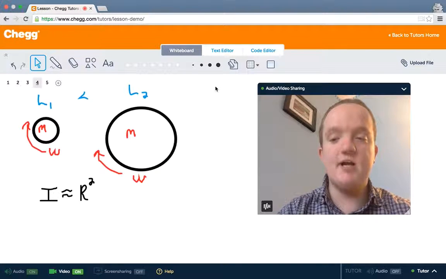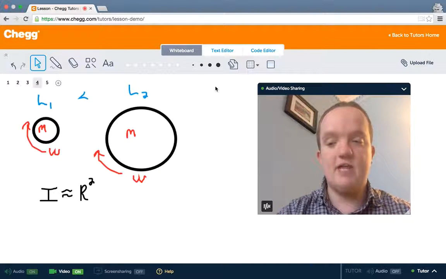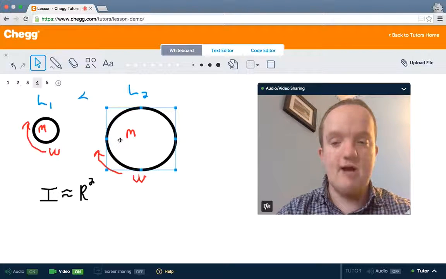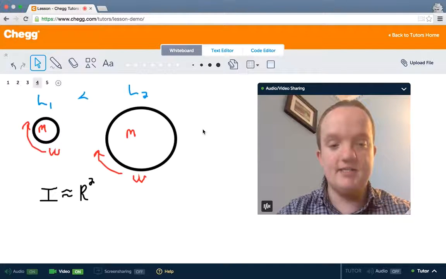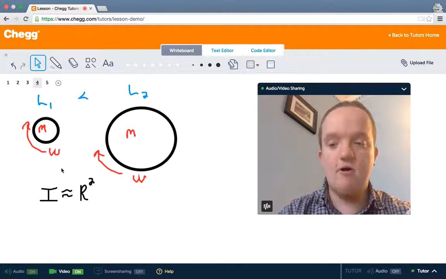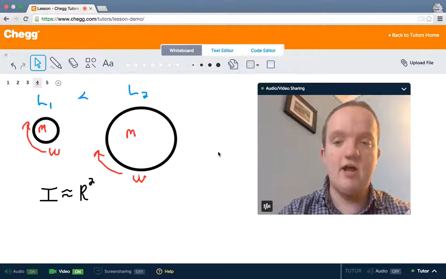Let's apply this to understanding two different rotating bodies. This first one is a disk. It's a solid disk, and it has a mass m. The second one also has a mass m, but it's a much bigger disk, so it's less dense. It has a greater volume, greater surface area, but the same mass. Let's assume also that omega, or the rotational velocity, is the same for each of these. And let's think about which one has more angular momentum.